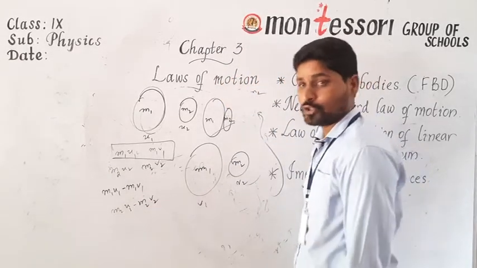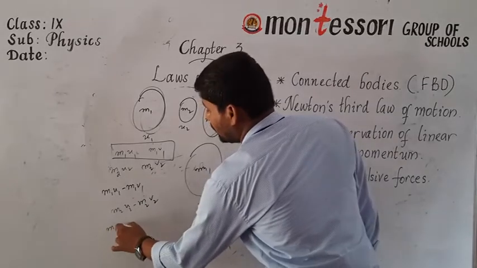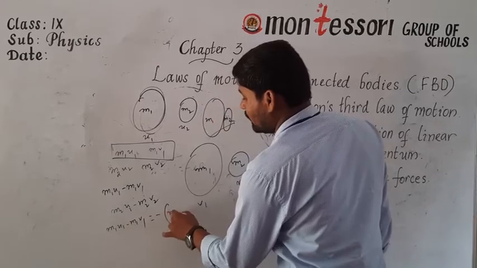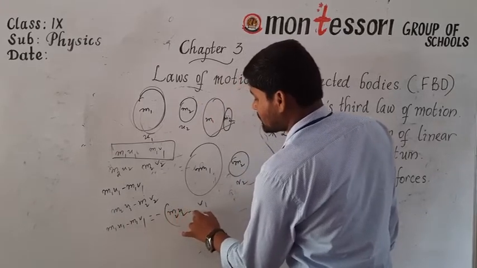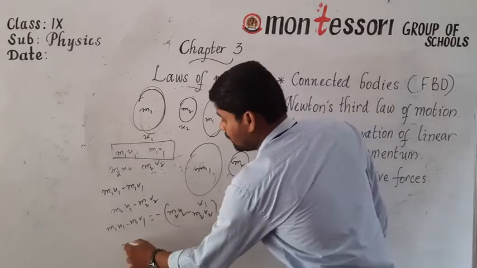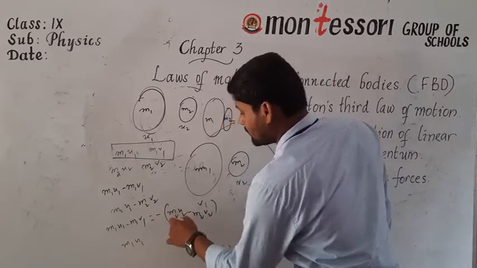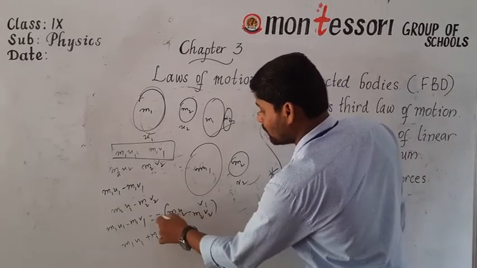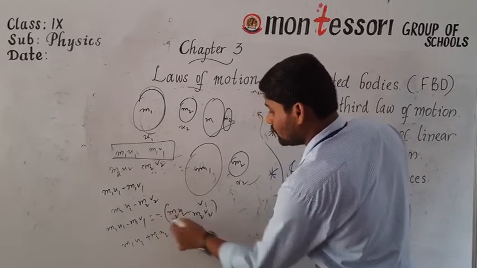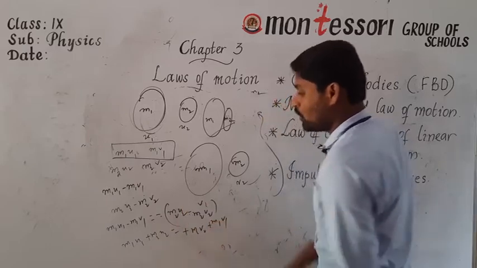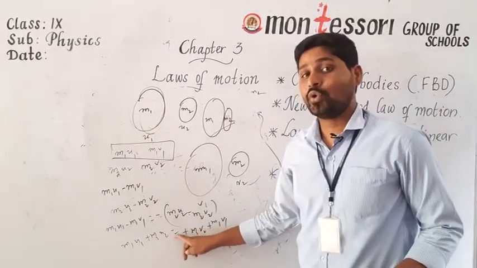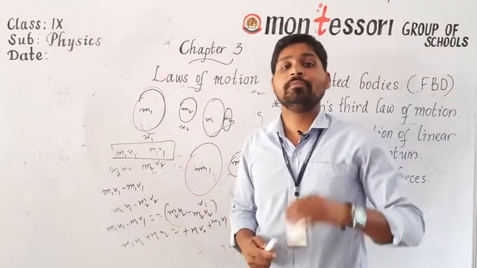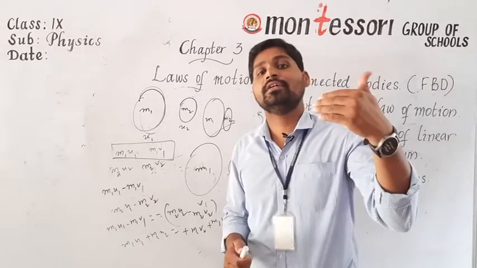According to Newton's third law of motion, here m1 u1 minus m1 v1 is equal to minus of m2 u2 minus m2 v2. So if you bring this minus m2 u2 to this side, then m1 u1 plus m2 u2, and minus into minus plus m2 v2, here m1 v1. So m1 u1 plus m2 u2 is equal to m1 v1 plus m2 v2. Is it clear? So momentum before collision is equal to momentum after collision.